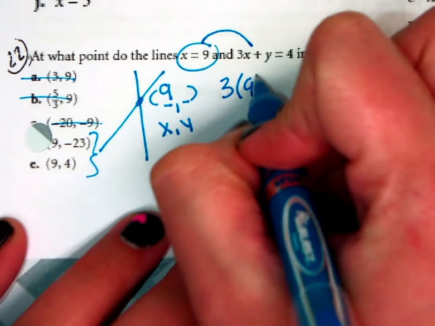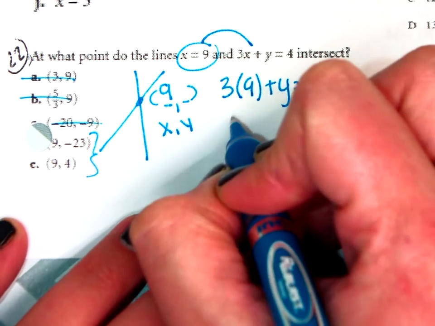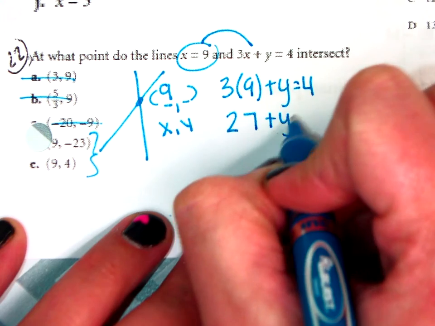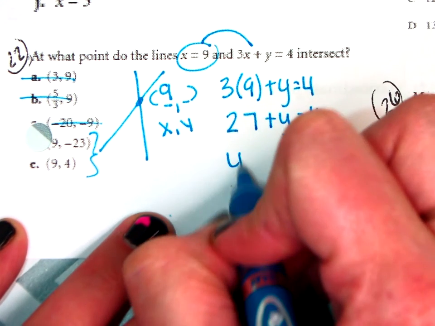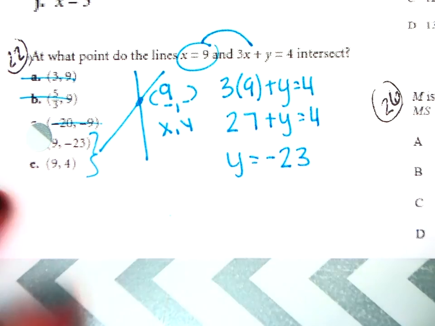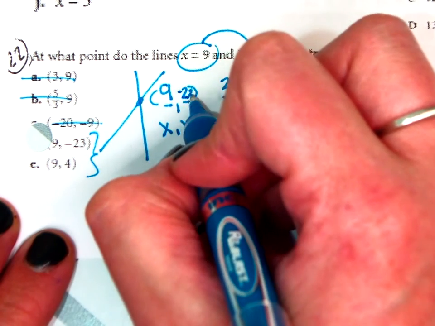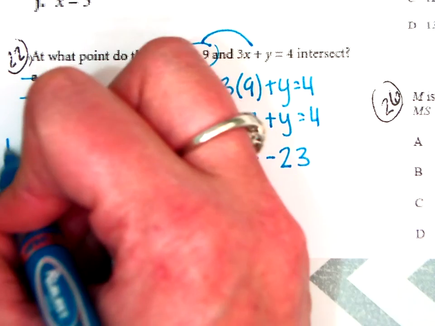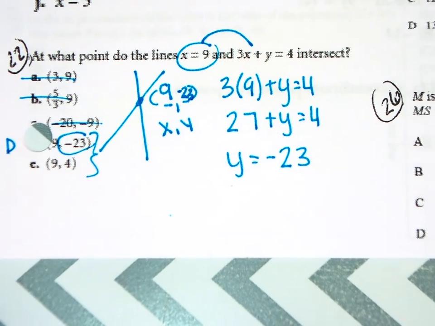So now I'm going to take x and plug it in. So 3 times 9 plus y equals 4. So 27 plus y equals 4. When I subtract 27, I get negative 23, which is my y value. So the correct answer here is D. Nothing too complicated. Nothing you can't do. Okay, you can do this.